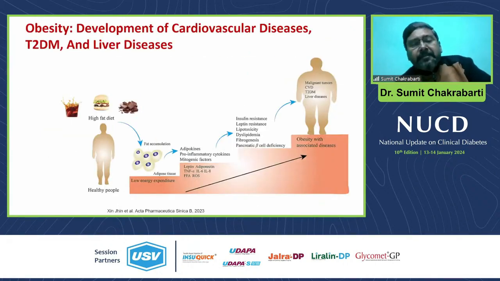When a healthy person becomes less exercise prone, has low energy expenditure and bad food habits, he accumulates fat. The fat cells, the adipocytes, are endocrinally active. They secrete a number of important mediators like pro-inflammatory cytokines, leptin, adiponectin, TNF-alpha, free fatty acids, ROS, etc. Together, it culminates into insulin resistance, lipotoxicity, dyslipidemia, fibrogenesis, and whatnot. And that brings about obesity and other associated diseases.